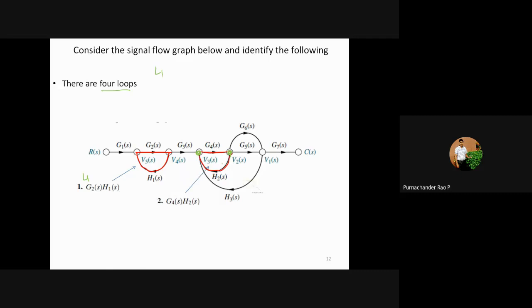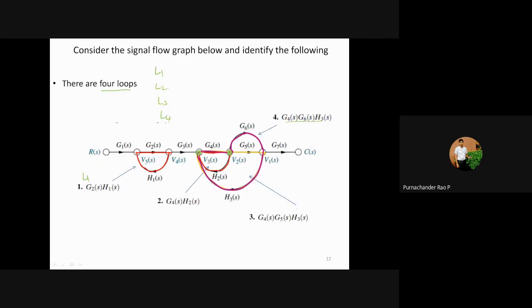And next, the third loop. The third loop is again starting from G4. Okay, so this is a node V3, V2, V1, and then you are coming back to V3. So this is another loop. And next, another loop is G4, G6, and then H3. So we need to find out these loops L1, L2, L3, L4. There are four loops.